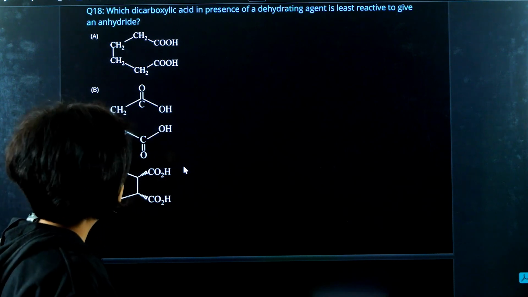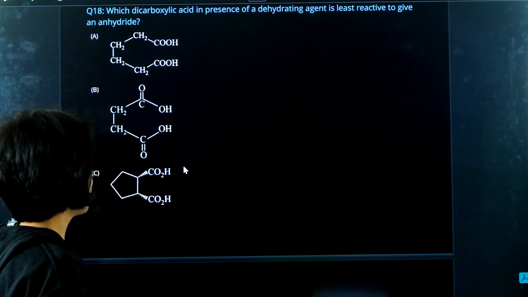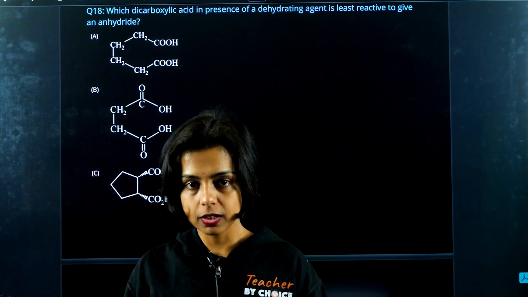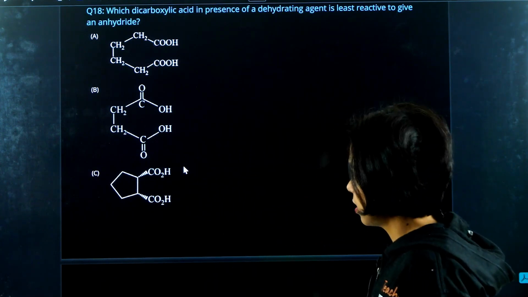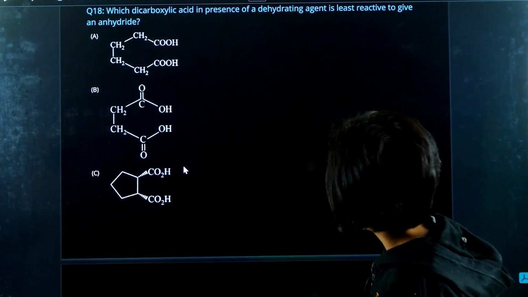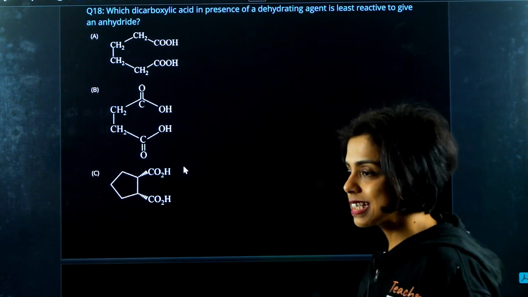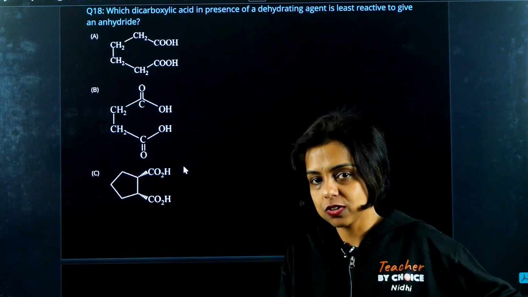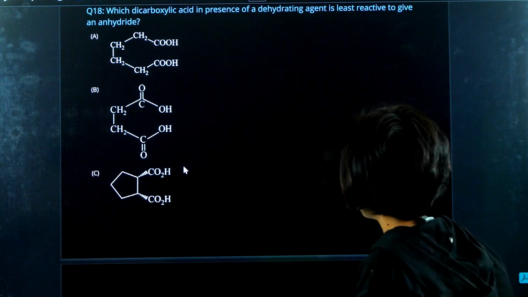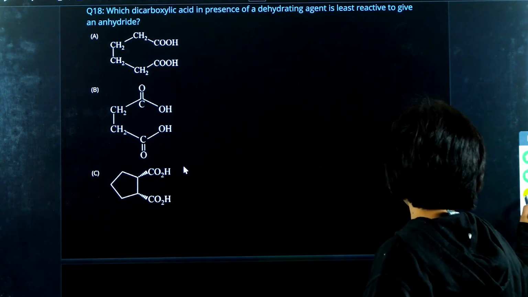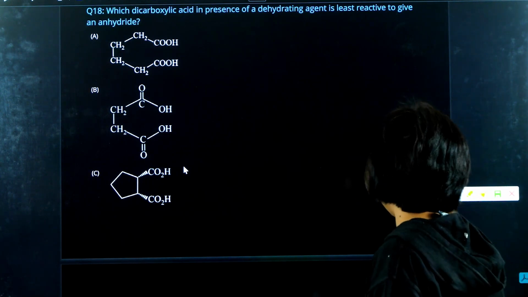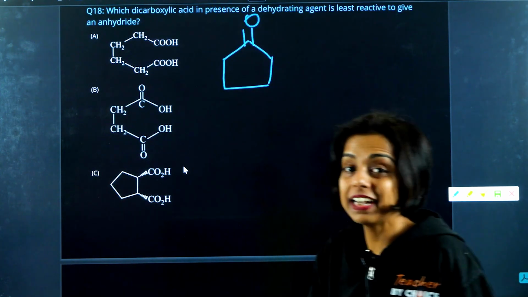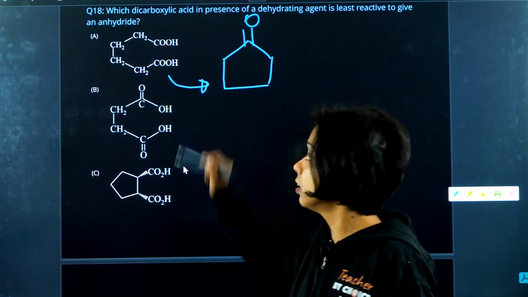Which dicarboxylic acid in the presence of dehydrating agent is least reactive to give anhydride? So anhydride should be formed by the removal of water. Let us check. So the first we have this. Adipic acid on heating will lose a CO2 molecule. So basically it is kind of a degradation. One carbon becomes less and it will form this as the product. Cyclopentanone, a ketone, will be formed as the product here, not an anhydride. So on dehydration, this will be the product, not the anhydride.